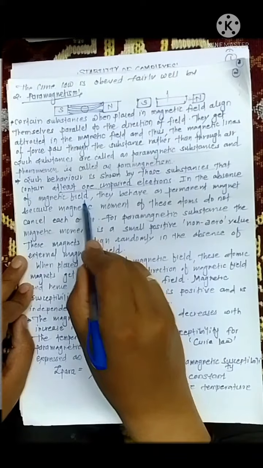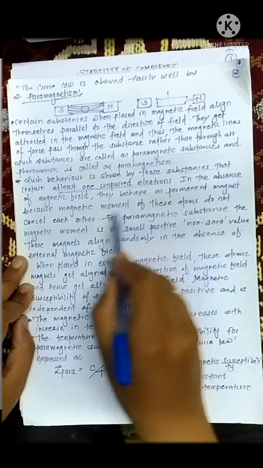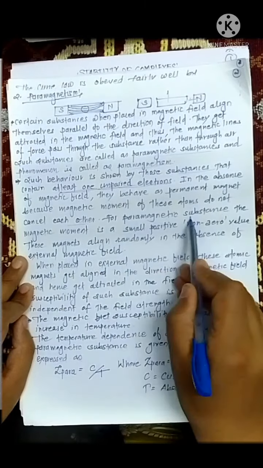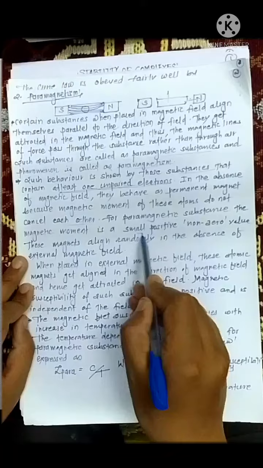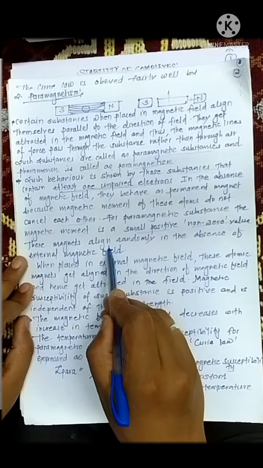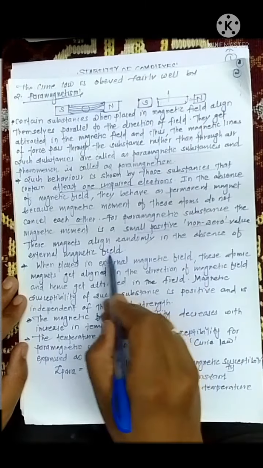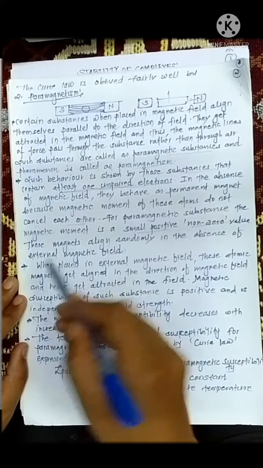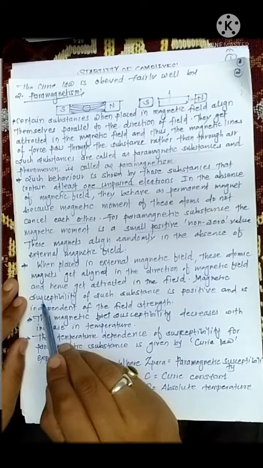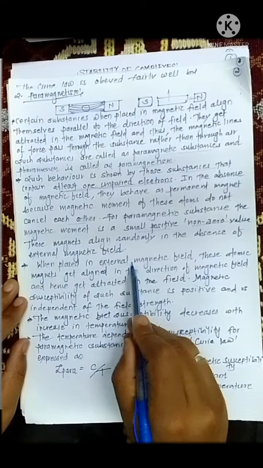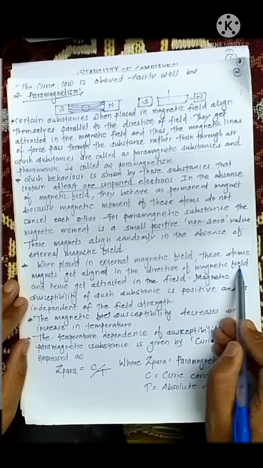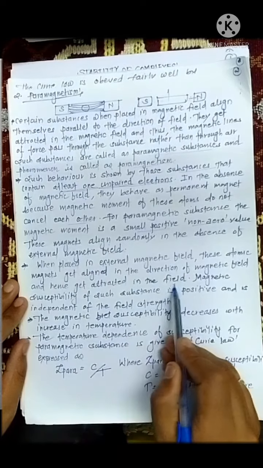In the absence of a magnetic field, they behave as a permanent magnet because the magnetic moments of these atoms do not cancel each other. For a paramagnetic substance, the magnetic moment is a small, positive, non-zero value. These atomic magnets align randomly in the absence of an external magnetic field. When placed in an external magnetic field, these atomic magnets get aligned in the direction of the magnetic field and hence get attracted in the field.